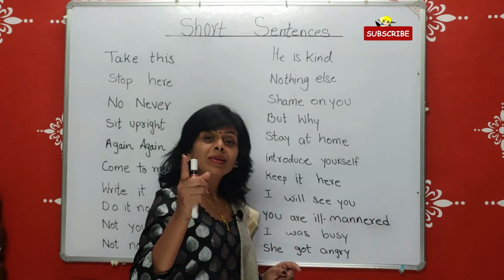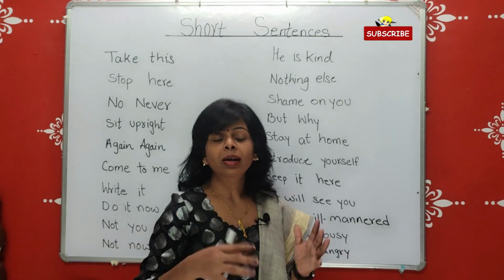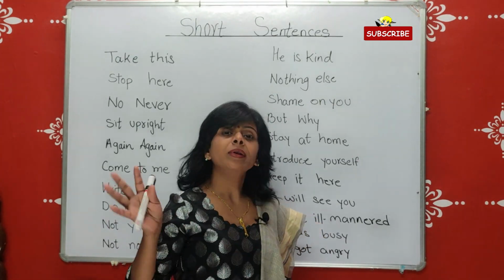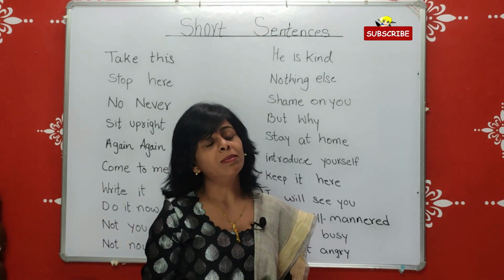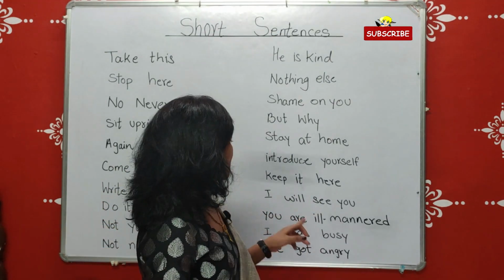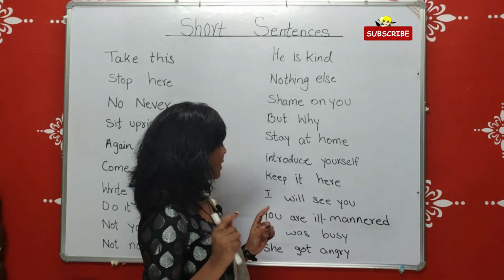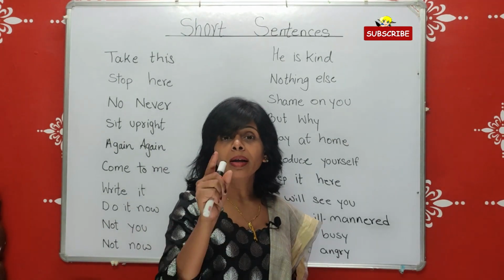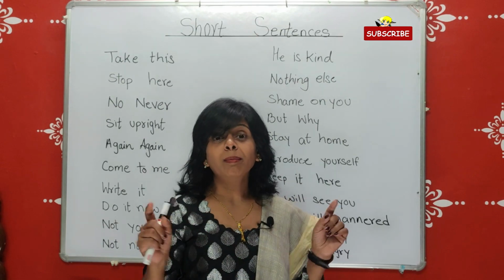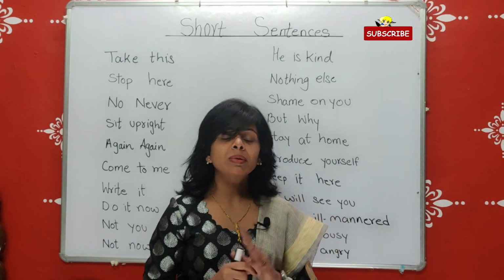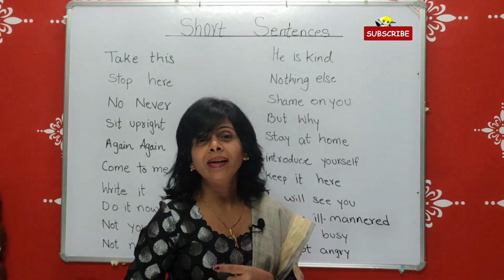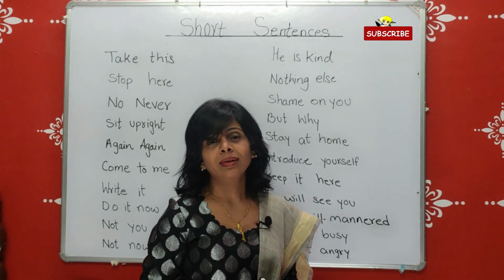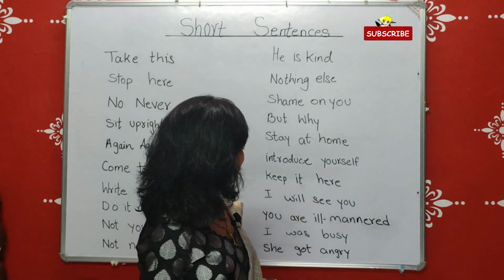Next, I will see you. Now, like if you are going somewhere, और बोलते ठीक है बाद में मिलते हैं आपसे. So I will see you. Next, you are ill-mannered. You are ill-mannered means आप बदतमीज हो या कोई बहुत बदतमीज है. So that you will say that in English. You are ill-mannered.